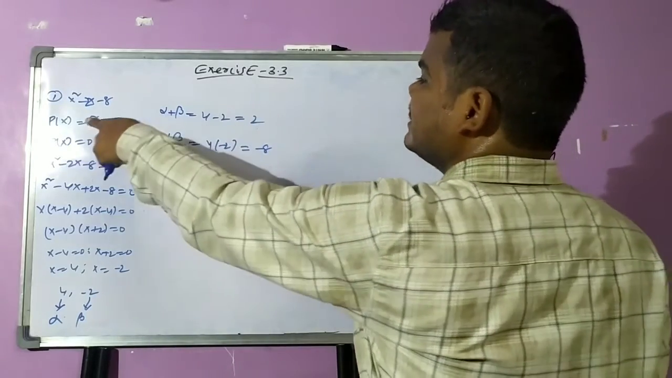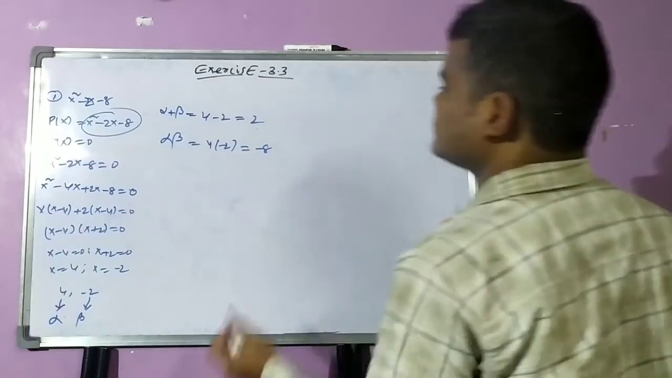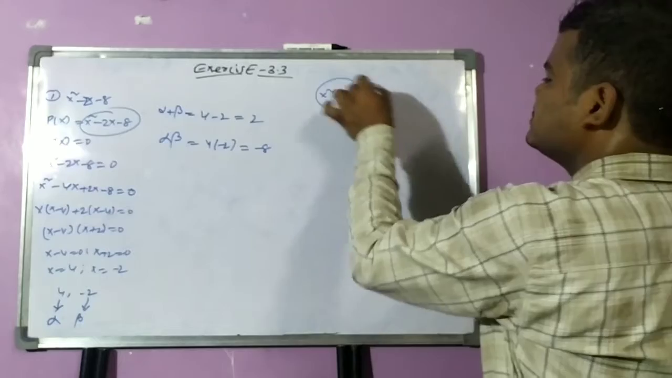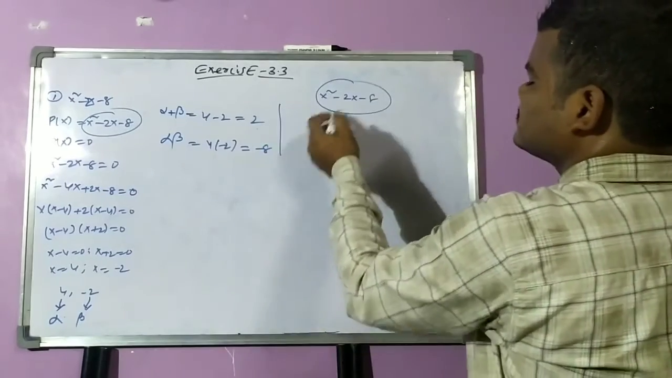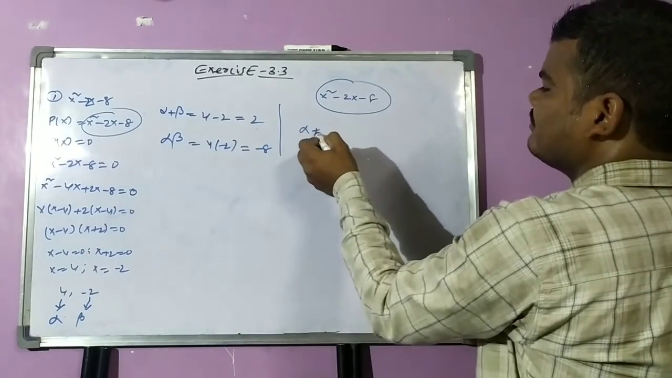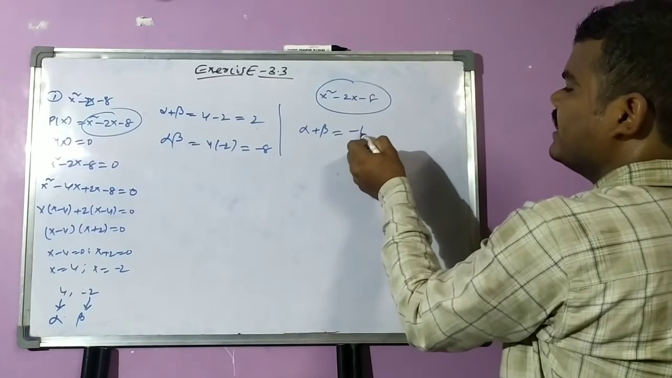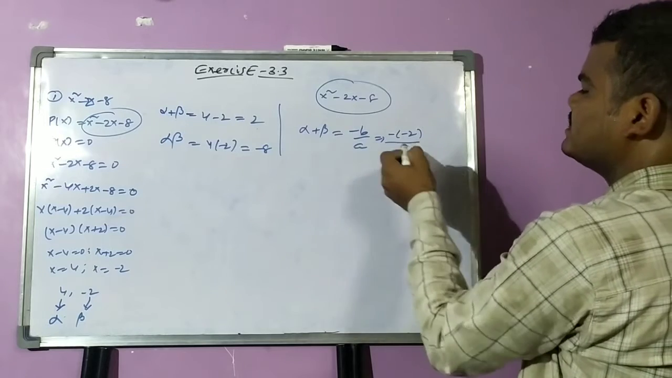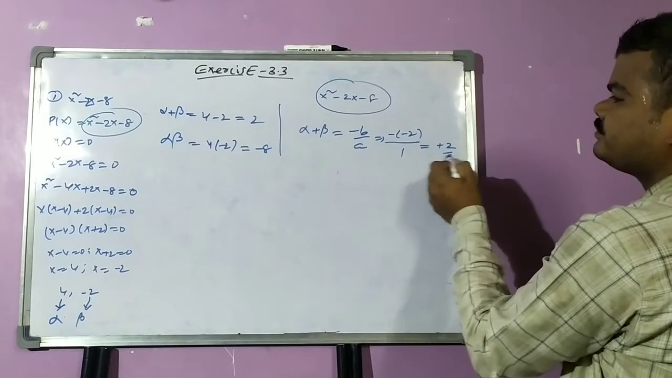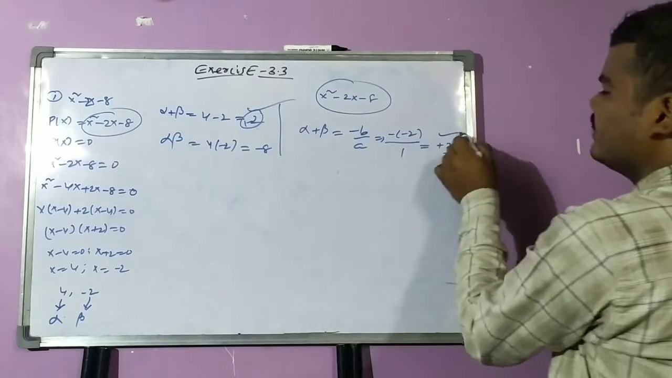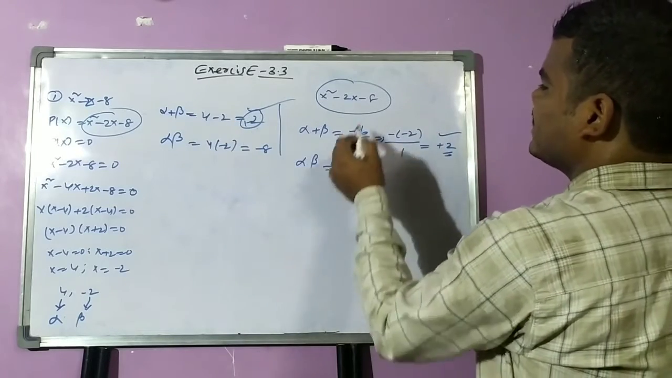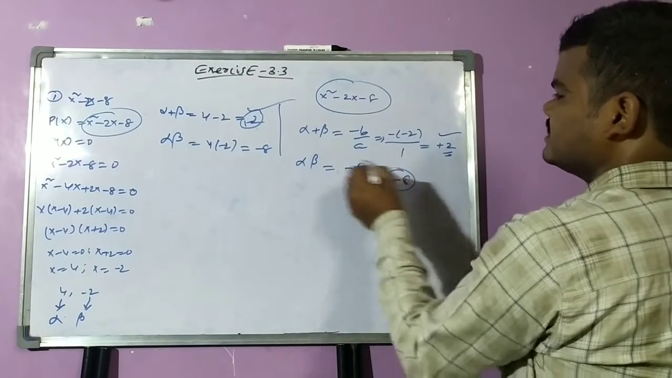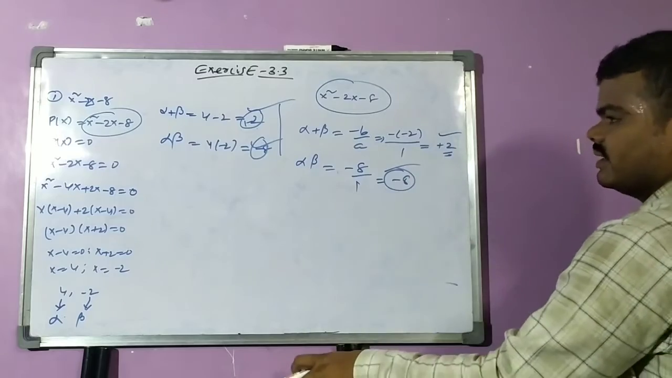Verify these things with the coefficients. What is here? x square minus 2x minus 8. According to this polynomial, sum of zeros is alpha plus beta. Alpha plus beta is minus b by a. Minus b here is minus of minus 2 by a is 1. Minus into minus plus 2. Here is also plus 2 now. Verified. Next, alpha into beta is c by a. C value minus 8, by 1, minus 8. This is also verified.